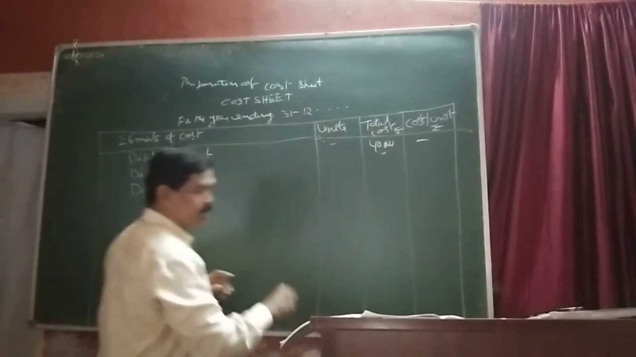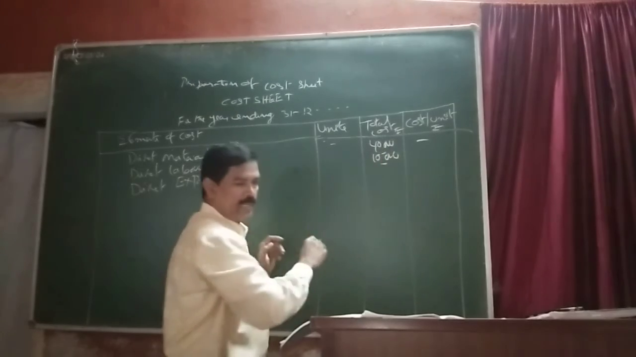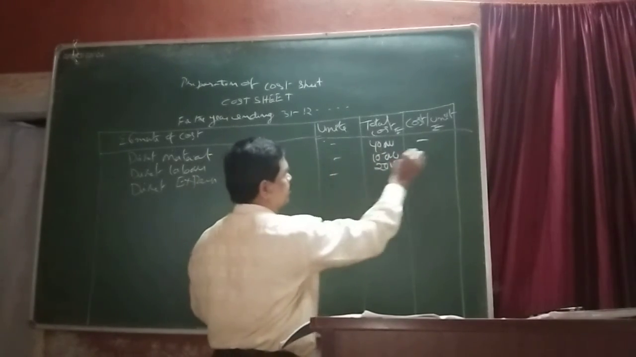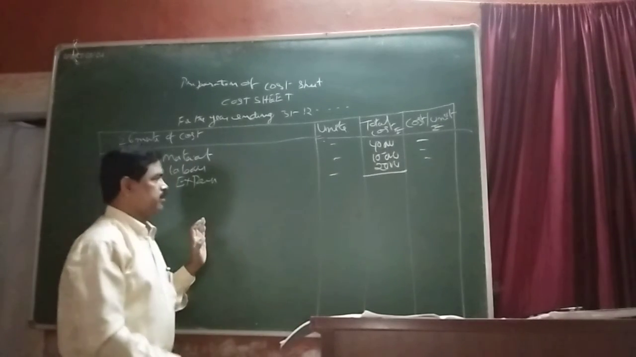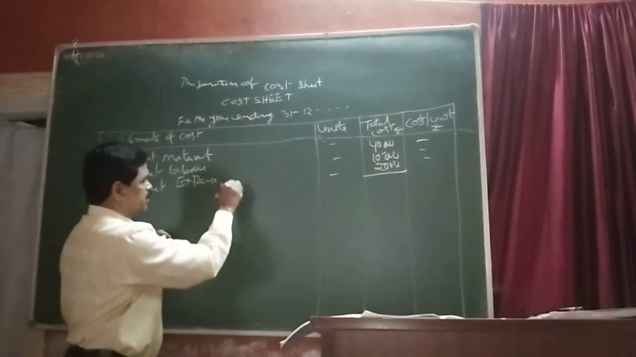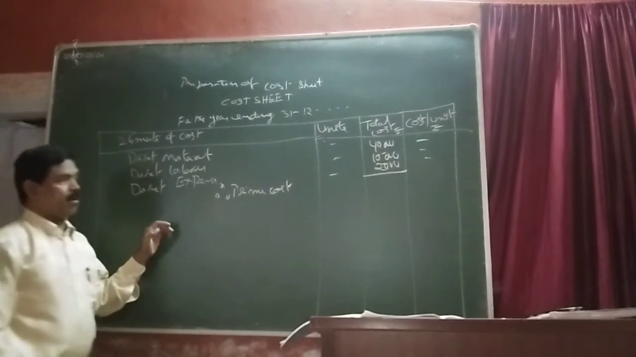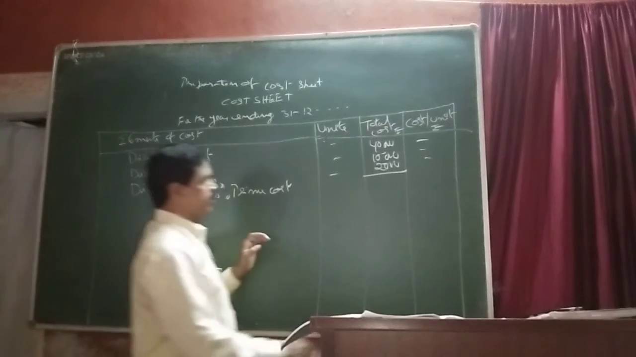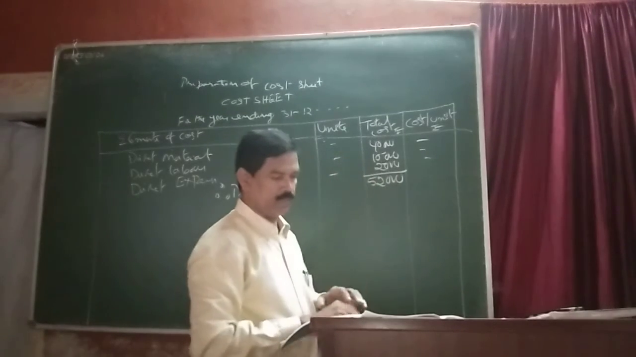Then wages paid to the laborers, it is 10,000. Then direct chargeable expenses 2,000. So here no units, so you have to write only this. After adding this, you will get what is known as the prime cost. Prime cost consists of direct material, direct labor, direct expense. So here it is 40,000, 10,000, and 2,000 is the direct expense.